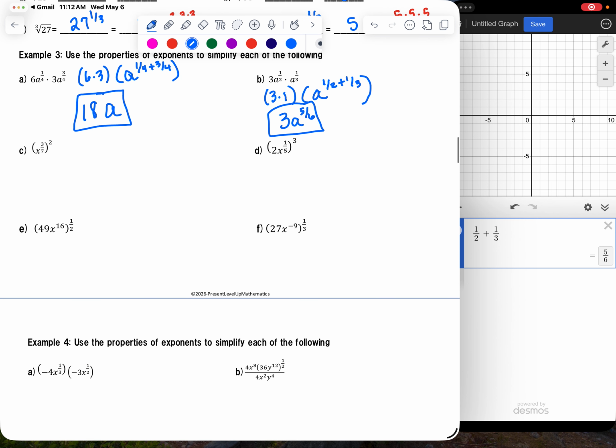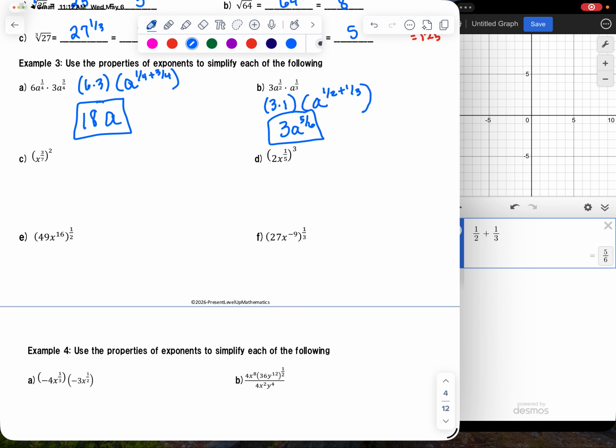All right. Problem C, we have x to the 3/7 power squared. Now remember from our multiplication properties of exponents, we learned that to raise a base with a power to another power, you simply multiply the exponents. So this would be x to the 3/7 times 2. So 3/7 times 2 would be 6/7. Again, if you don't feel comfortable doing that in your head, you can use your calculator.